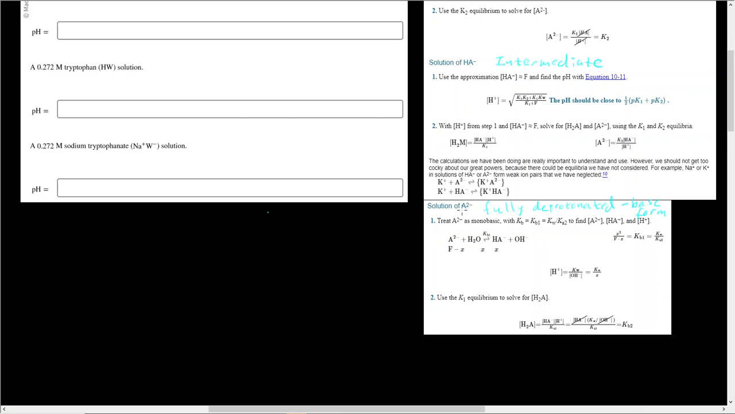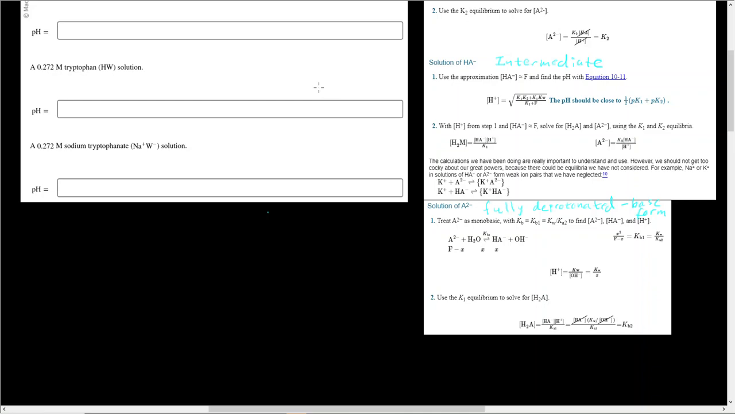This acts like a weak monoprotic base. We call this the fully deprotonated form, and I've called it the base form. We're going to treat this as a monoprotic base with Kb equal to Kb1, which is equal to the value of Kw divided by Ka2. We set up our RICE table, and we use that to find the A2 minus, the HA minus, and the H plus concentration using this form. And then we can use the Ka1 equilibrium constant to solve for the H2A concentration.